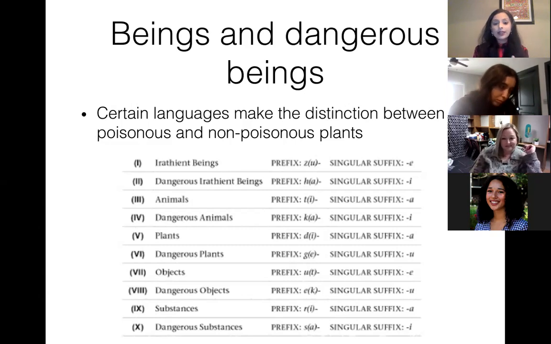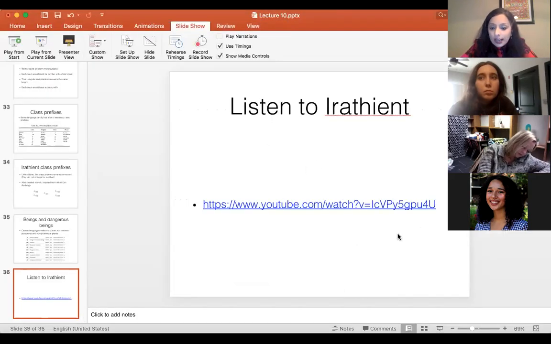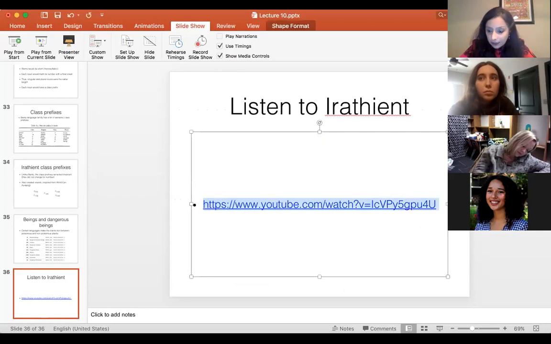So I highly recommend looking at this chart and seeing if something like this could be used for your language, or you can take inspiration from this and create. You don't need to have 10 noun classes, you can just have a couple of them, like 2 or 3. But I highly recommend looking into this. Okay, so let's listen to a sample of Iratian with all these noun classes.